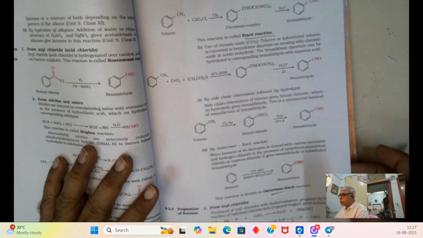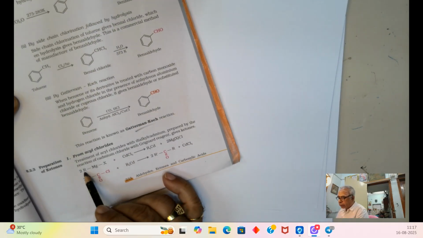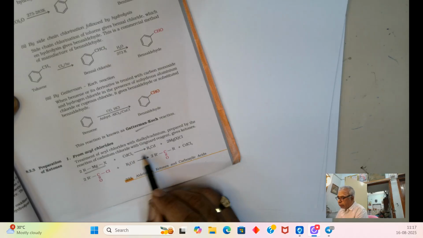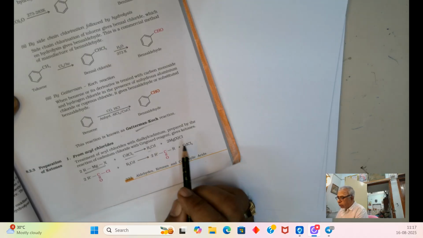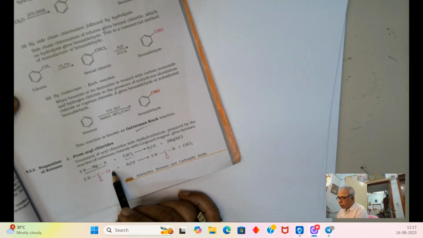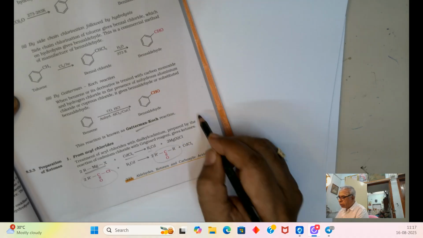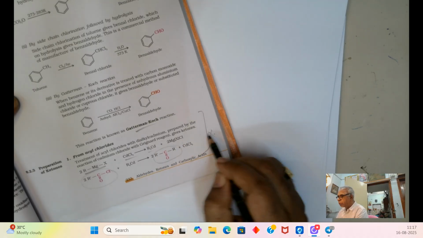Then preparation of ketones. Likewise, for these ketones you can take the Grignard reagent, RMgX, and combine it with cadmium chloride so that we are able to get RCOCl. So these reactions are very, very important. So please go through that.